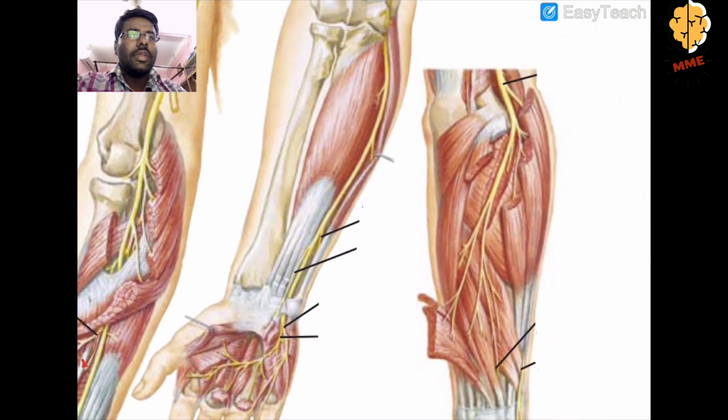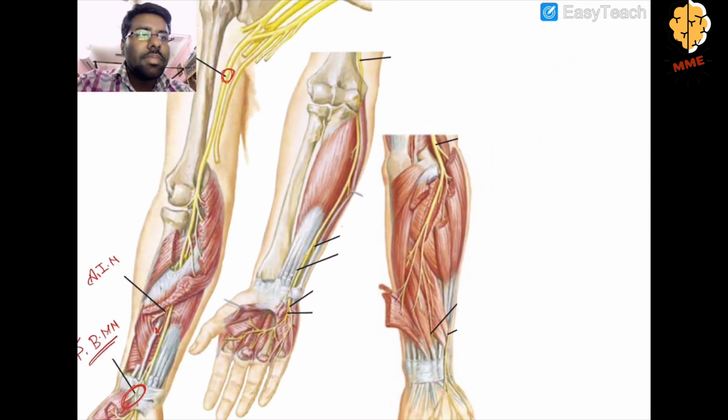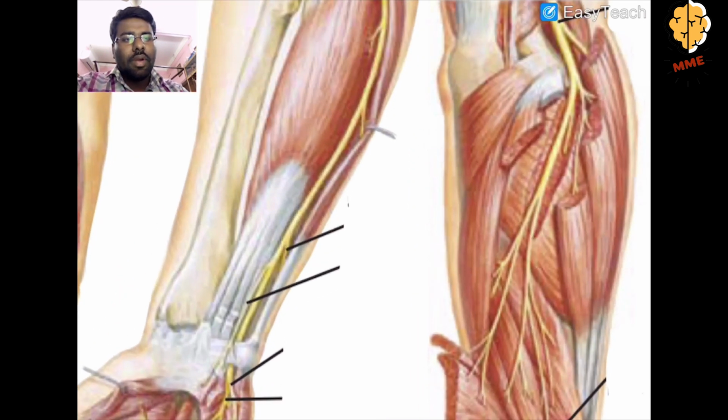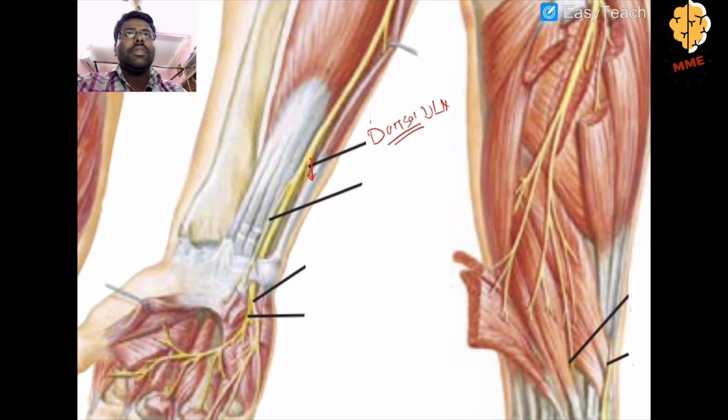Okay, coming to this nerve. What is this nerve? You can clearly notice it is below the medial epicondyle. So what is this nerve? This is the ulnar nerve. Okay, now what is this? This is the dorsal branch of the ulnar nerve. And what is this? This is mainly the palmar branch of the ulnar nerve.